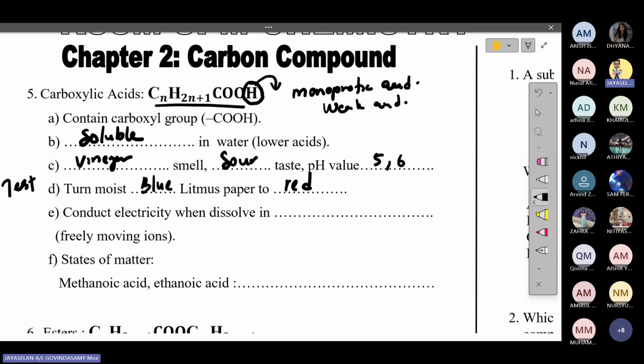Yes, sir. Answer E, this one. Does ethanoic acid conduct electricity or not? Conduct, right? Because they ionize in the water, they produce hydrogen ions, right? So you answer E.